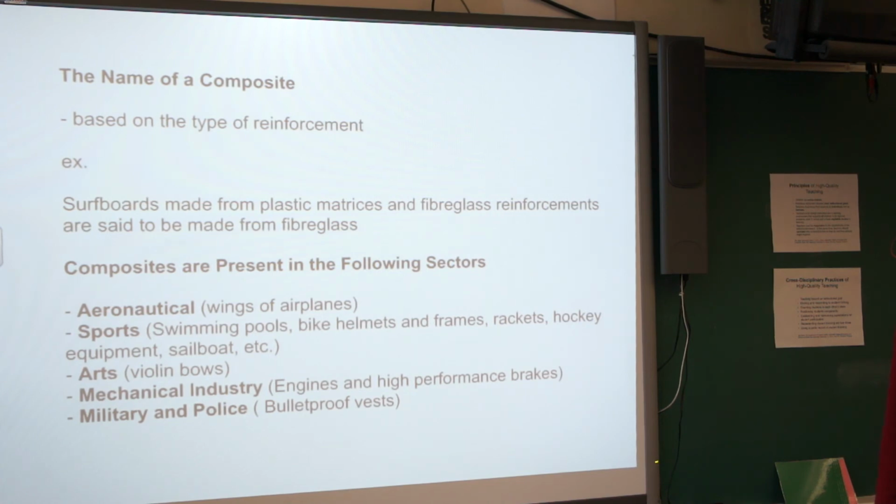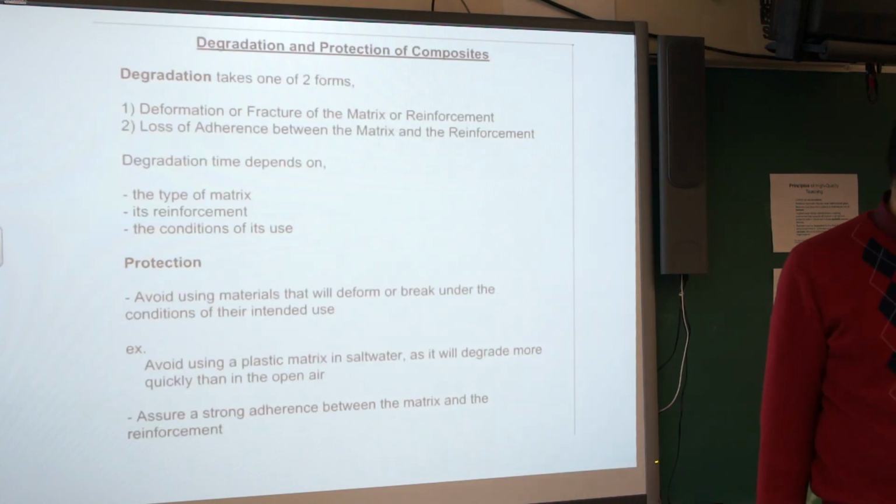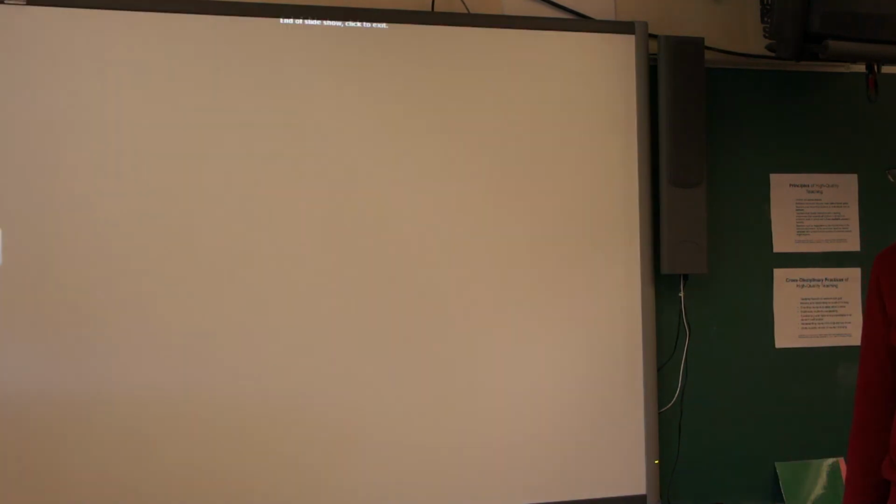Examples of composites are in aeronautics, such as airplanes, swimming pools, violin bows, engines and high-performance brakes, and military and police bulletproof vests. Nonetheless, matrices in composites can be degraded, and therefore we must avoid using materials that will deform or break under the conditions of intended use.